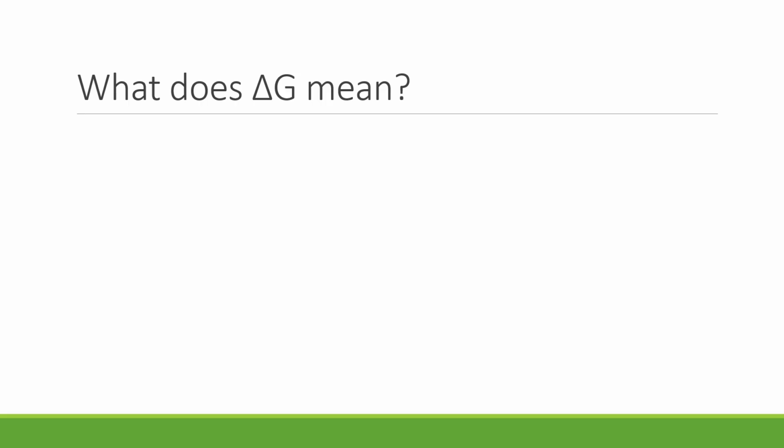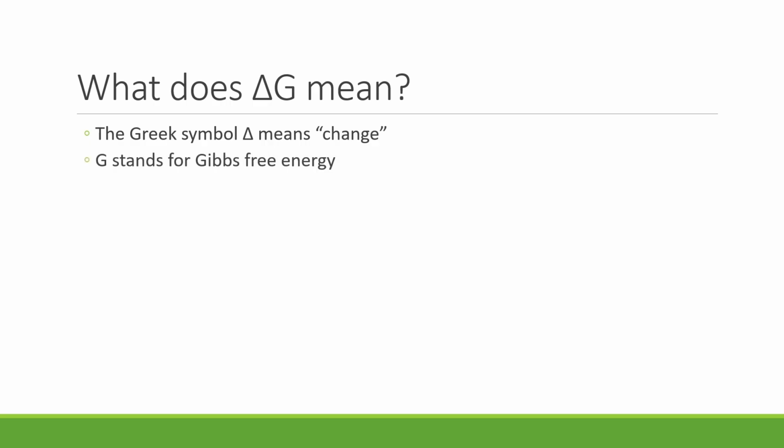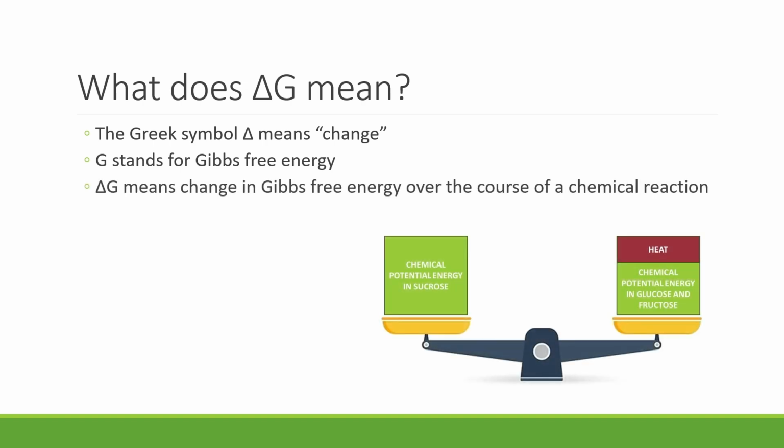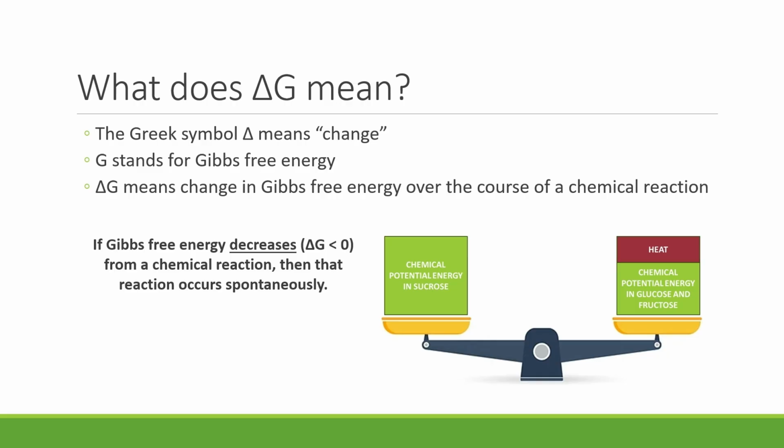Well, the little triangle is the Greek symbol delta, which in science is used as shorthand for change. Delta means change. The G stands for Gibbs free energy. So delta G means change in Gibbs free energy over the course of a chemical reaction. So ultimately, what that little label means is that the change in Gibbs free energy is negative. Delta G is less than 0, meaning free energy is decreasing over time. And if delta G is less than 0 for a given chemical reaction, then that means that the reaction occurs spontaneously.